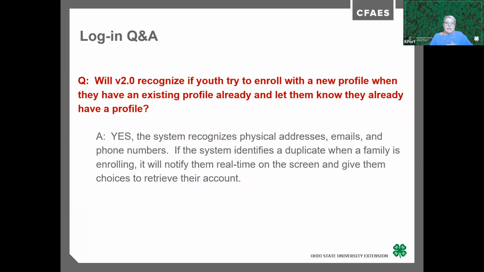Will 2.0 recognize if youth try to enroll with a new profile if they already have an existing profile in the system? Yes, it is set to recognize if they put in a duplicated physical address, email address, or phone number. If the system identifies that, it will send up a notification that asks them in real time if they want to validate their information or retrieve their account from somewhere else. Perhaps they didn't realize it was already in there, and they can just retrieve it from the notification that pops up.